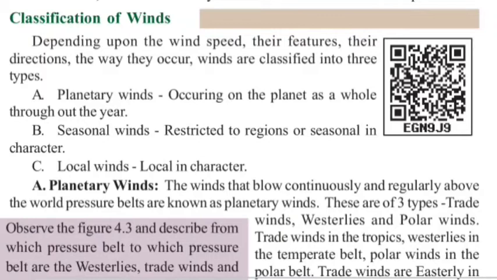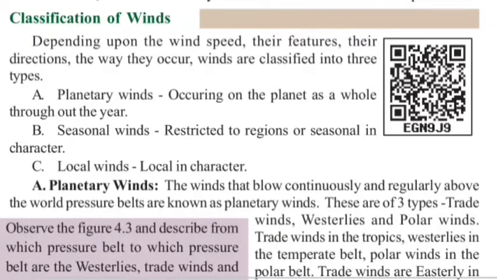Understand? They blow continuously and regularly in a certain or particular direction. They never change direction. That kind of winds are known as planetary winds. This is again divided into three types. What are they? Trade winds, westerlies, and polar winds. Okay.